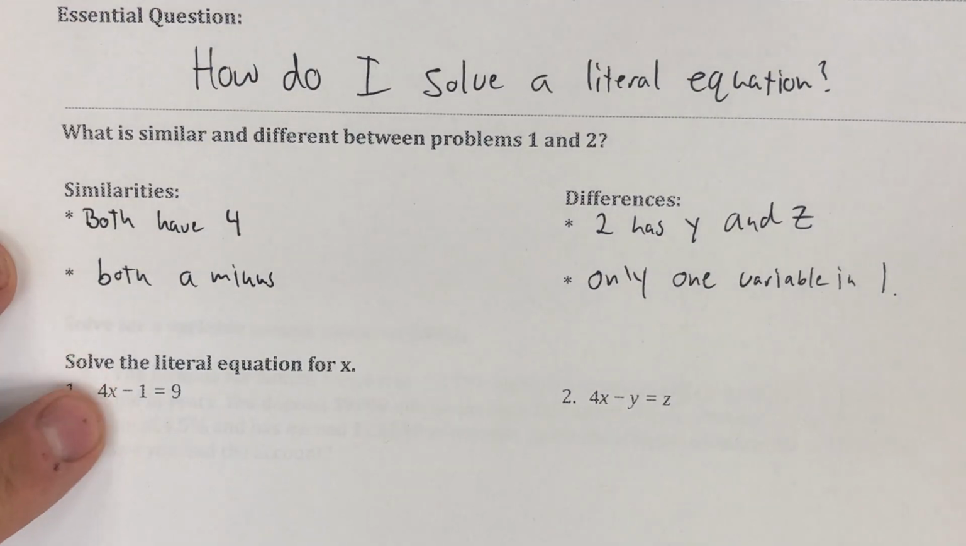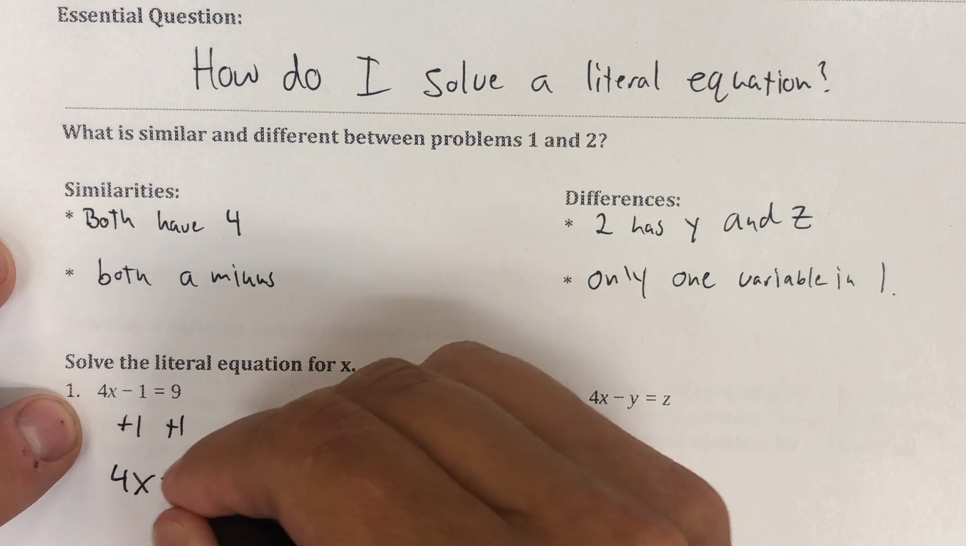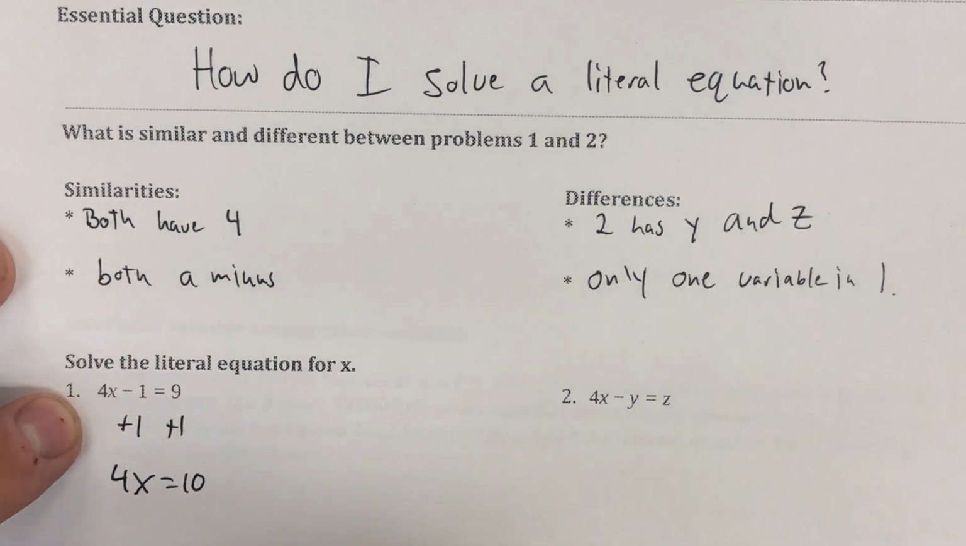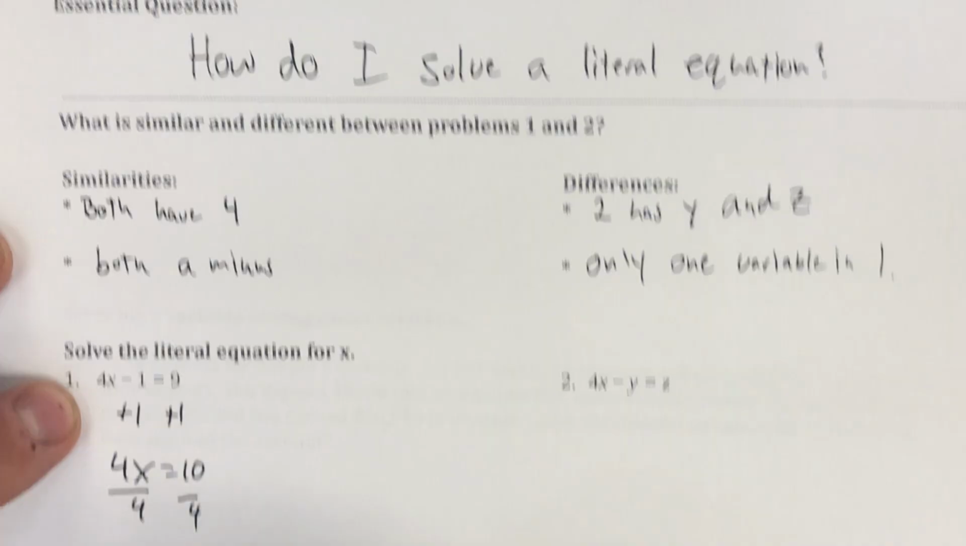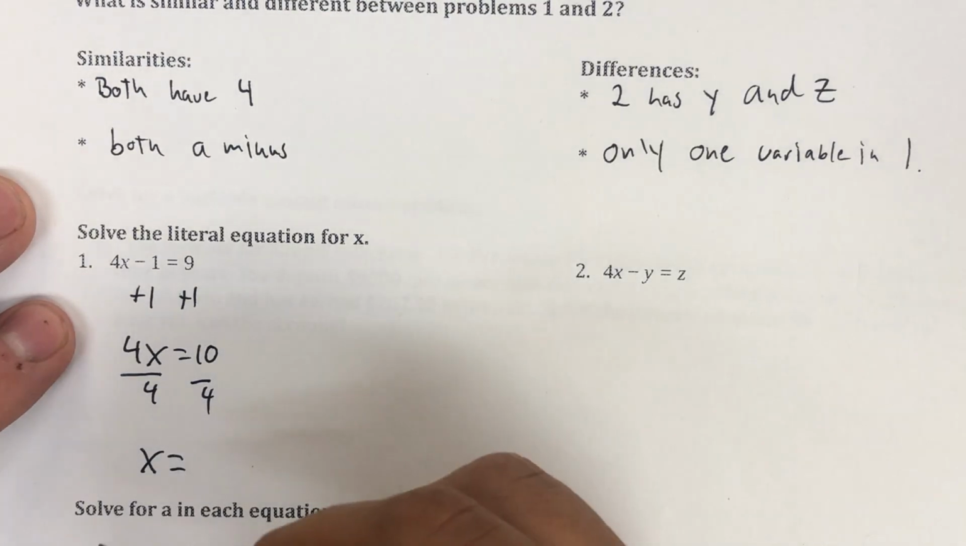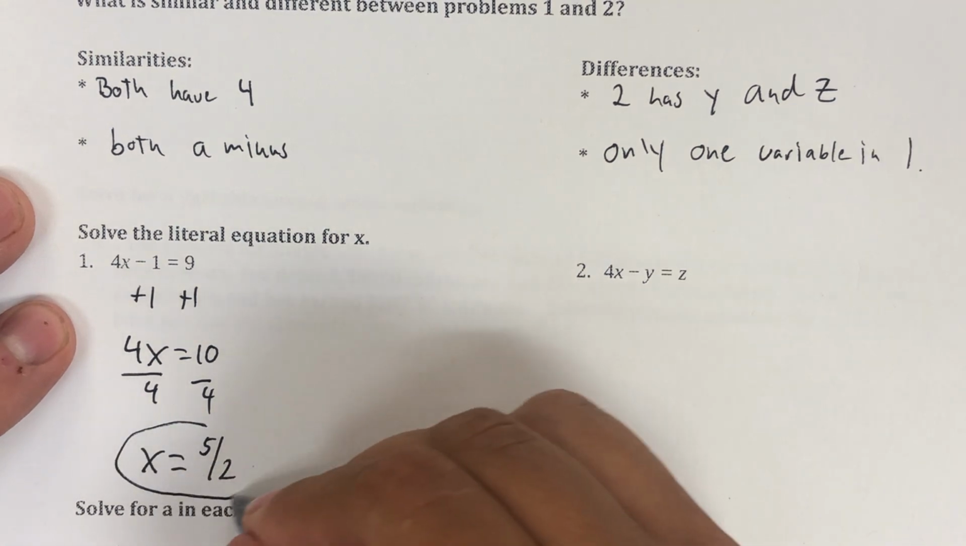For us to solve for x for number 1, we've practiced this already. We're going to first add 1 to both sides. And I get 4x equals 10. Next step is divide both sides by 4. And x is equal to 5 over 2. Reduce the fraction. So I solve for x.